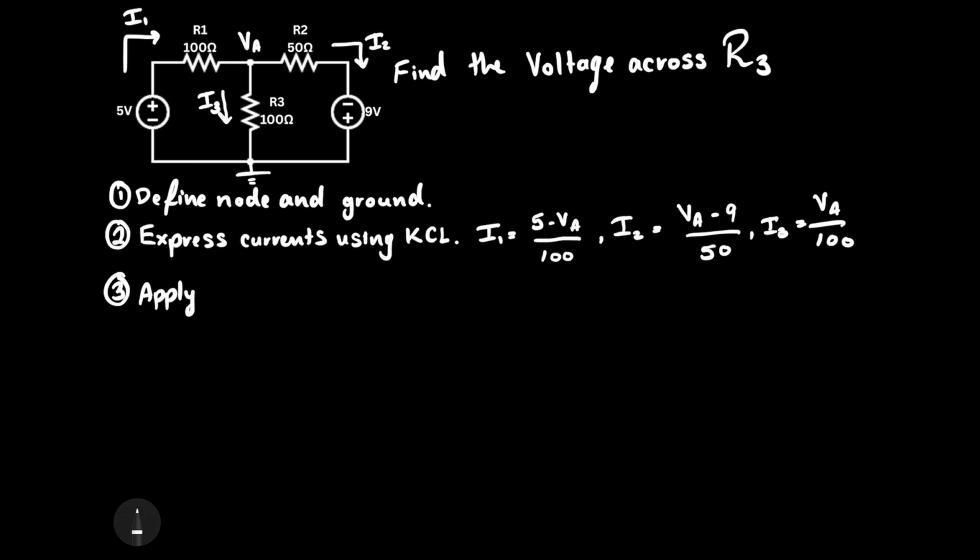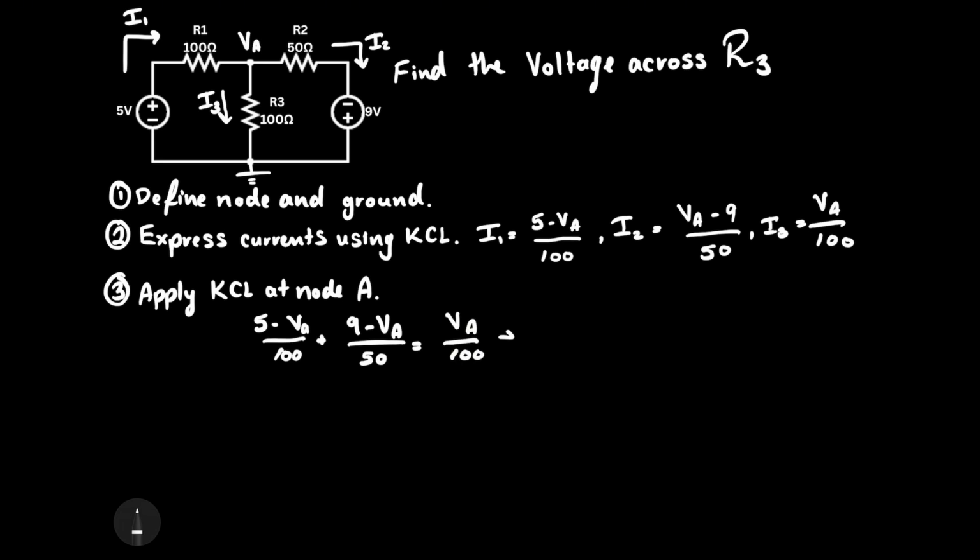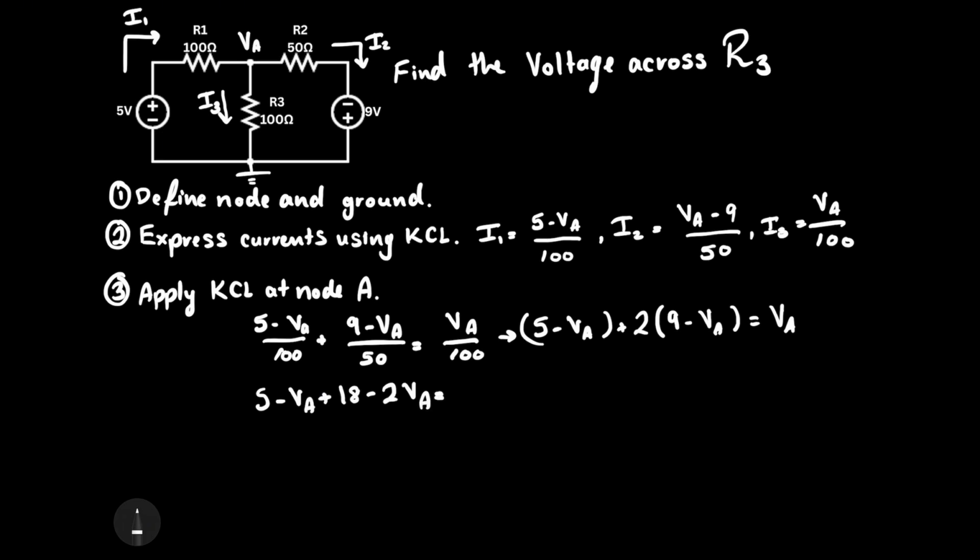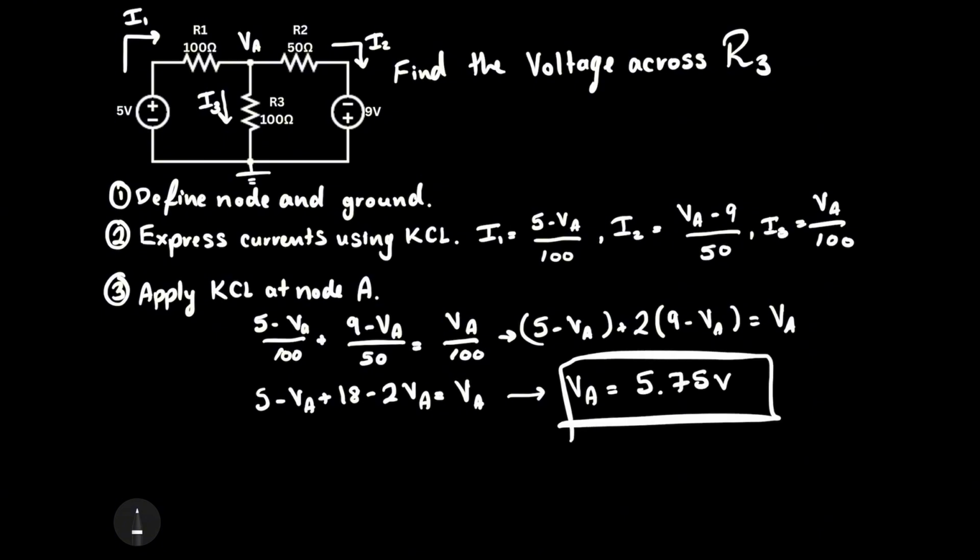Finally, in step 3, we apply Kirchhoff's current law. The total current into node A equals the current leaving. Therefore, (5 minus VA) over 100 plus (9 minus VA) over 50 equals VA over 100. We can multiply both sides of this equation by 100 to get 5 minus VA plus 2 times (9 minus VA) equals VA. Therefore, when we simplify this equation with a calculator, we get a final answer of VA equals 5.75 volts. Since VA is also the voltage across R3, we know that 5.75 volts has to be the voltage across the resistor. And that's pretty much it.